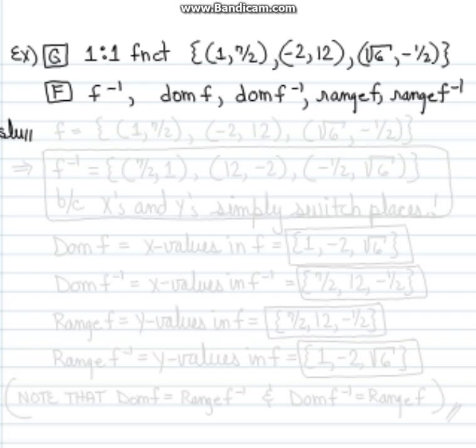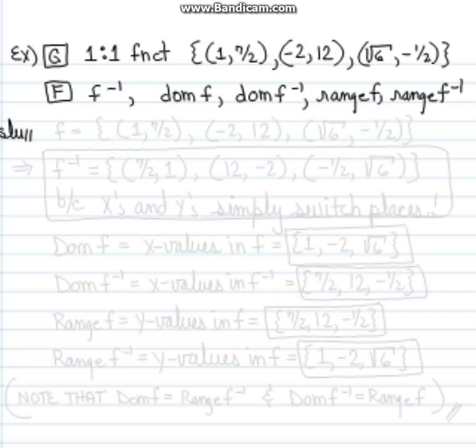Here we're given a one-to-one function as a set of ordered pairs. The first ordered pair xy is (1, 7/2). The second ordered pair xy is (-2, 12). And the last ordered pair xy is (the square root of 6, -1/2). Now you know that's a one-to-one function.